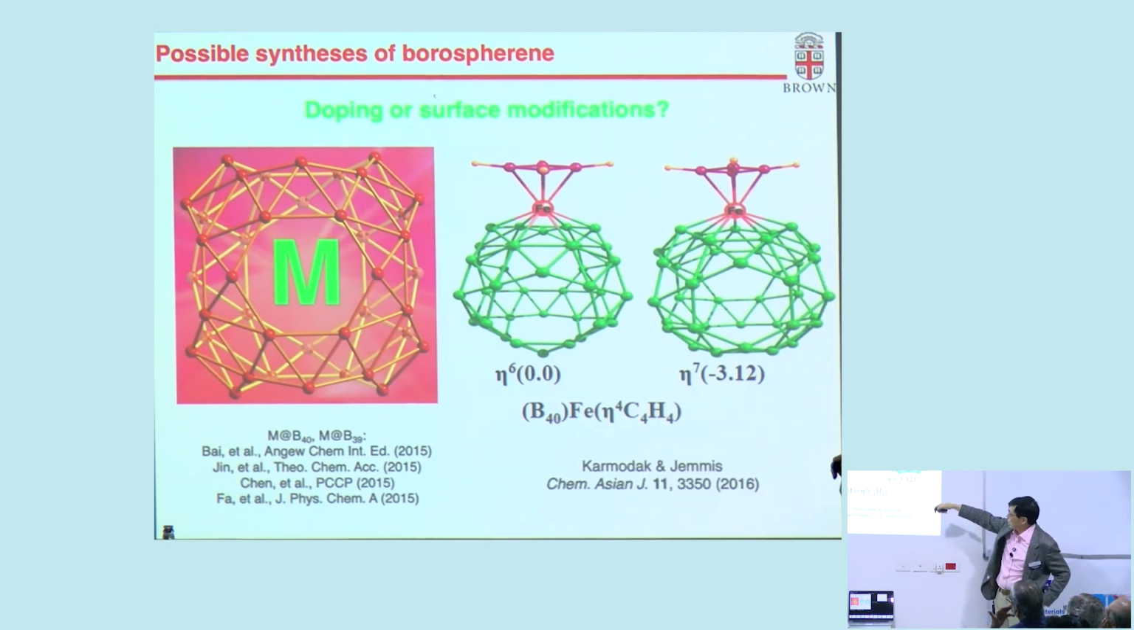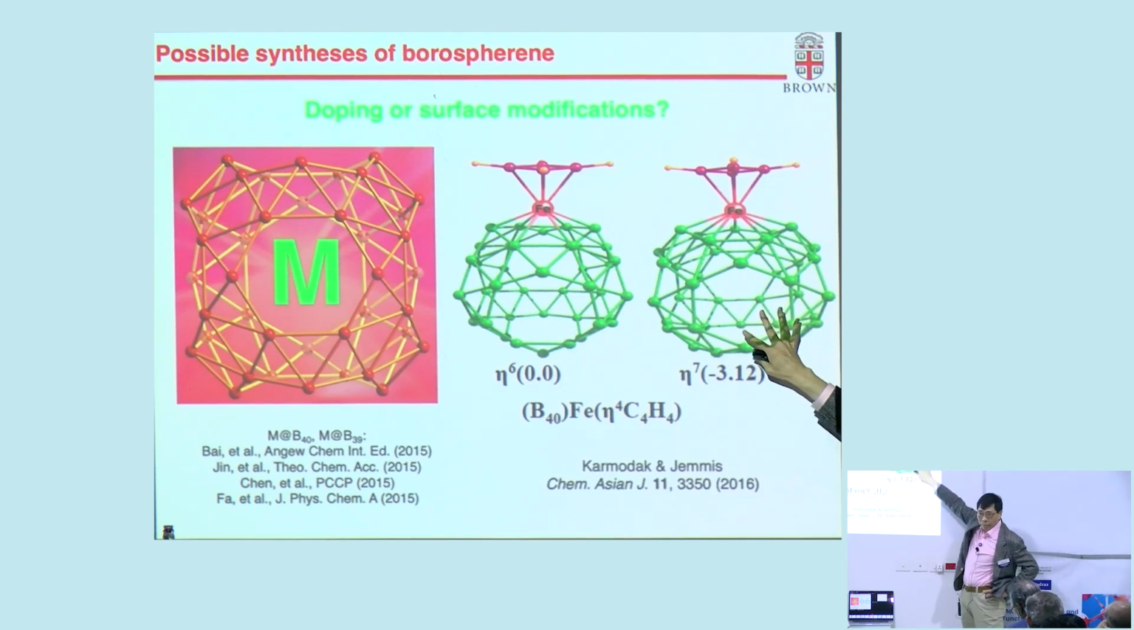There are different suggestions. You can try to stabilize it, maybe by doping. Actually, Professor James has the best suggestion. He thinks that if you put an organometallic compound to cap some of these hexagonal vacancies, you might be able to stabilize this.